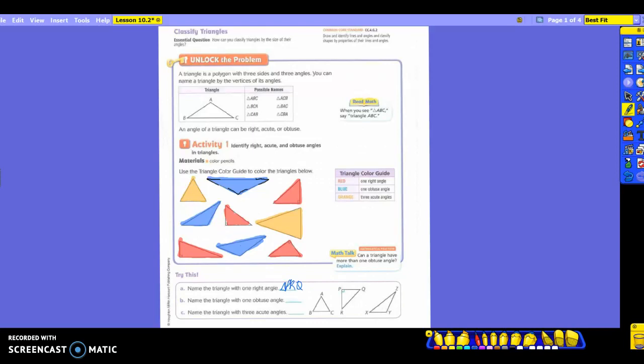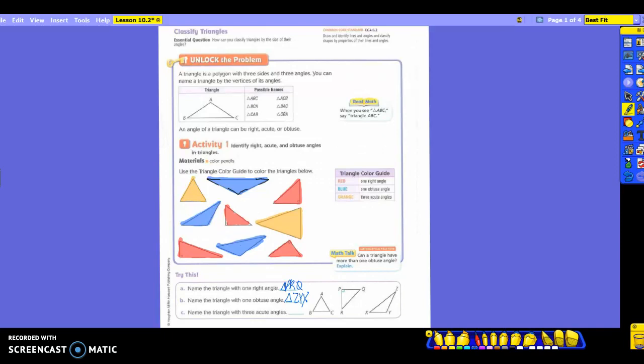All right, B says to name a triangle with one obtuse angle. Elena? Okay. B, Y, X. And again, is that the only way to write it? No. They use a lot of the same letters in order. If you notice, all of these go in order. A, B, C, Q, R, X, Y, Z. So you can do any of those.